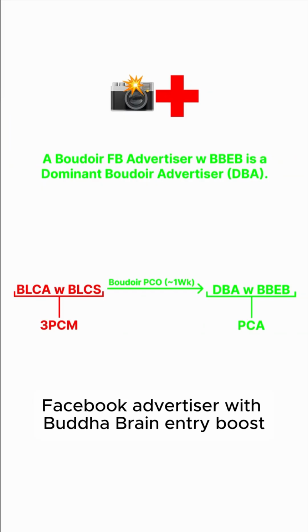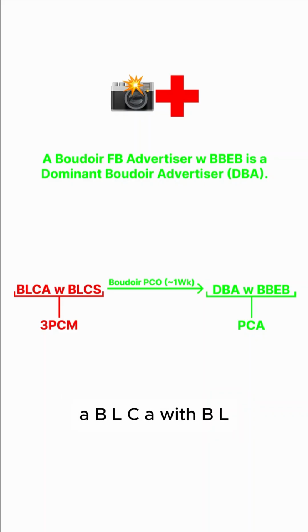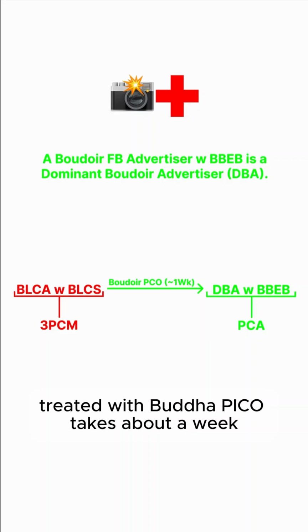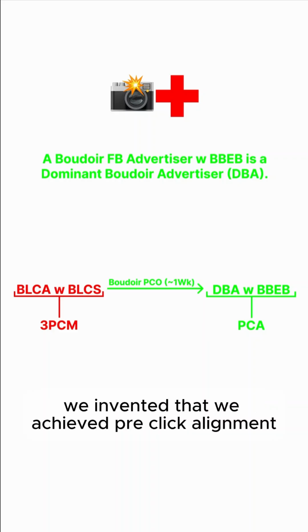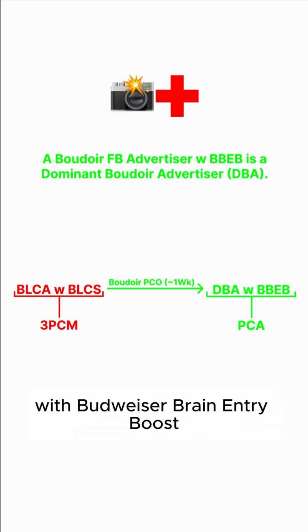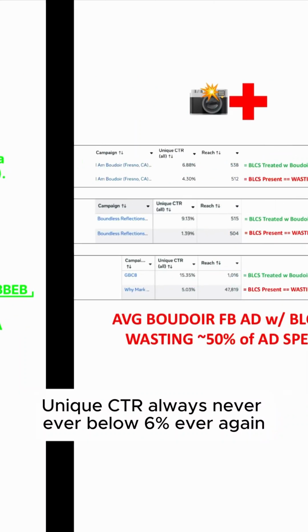And a Boudoir Facebook advertiser with Boudoir brain entry boost is a dominant Boudoir advertiser, a DBA. So it's our full universe here. A BLCA with BLCS is caused by the three pre-click mistakes. Treated with Boudoir Pico, it takes about a week. We invented that. We achieve pre-click alignment, and we are now a dominant Boudoir advertiser with Boudoir brain entry boost. Unique CTR all never, ever below 6% ever again.